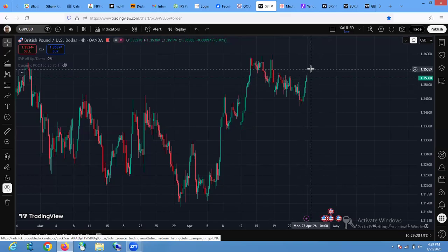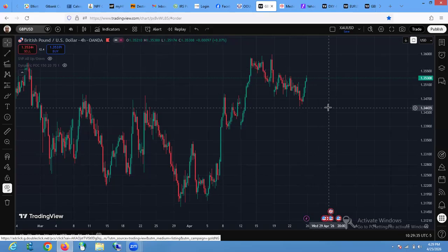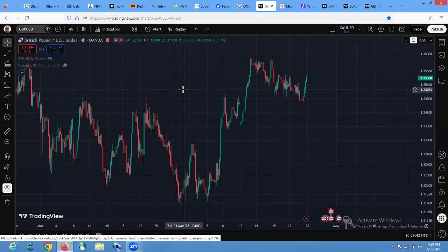So once we break this top, we should be looking for a sell, and that will give us a big wave to the downside that may come to this area or break it slightly to the downside before we go up.